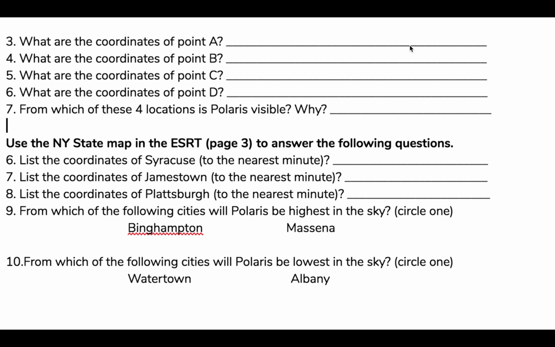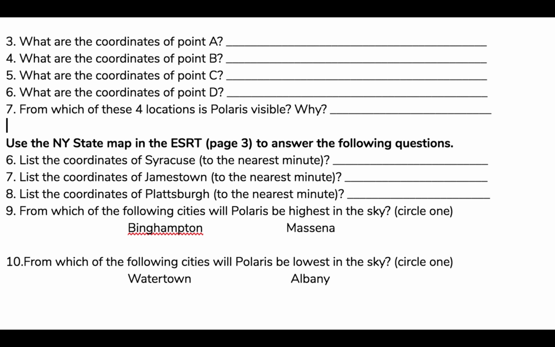Let's look at some of the questions. In some of the questions, for example, looking at number 6, it says list the coordinates for Syracuse to the nearest minute. Notice that it's asking for Syracuse. All of these are cities in New York State. The first one happens to be Syracuse. So let's do number 6 together.